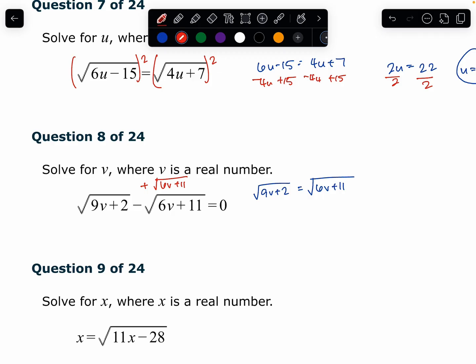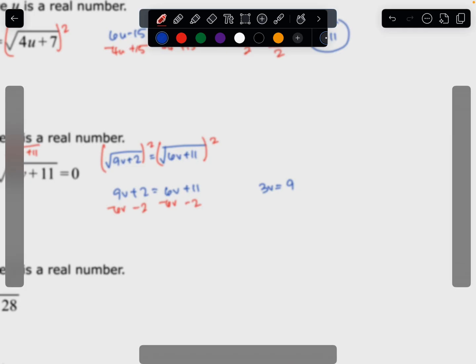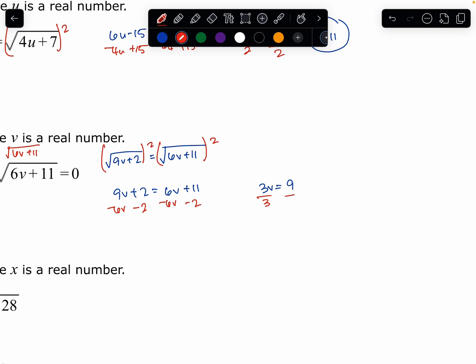Then we'll square both sides, just like we did from the previous example. So then we would have 9v plus 2 equal to 6v plus 11. I'm going to subtract 6v from both sides and subtract 2 from both sides. So on the left side, we should just have 3v, and on the right side, we should just have 9. Then we'll divide both sides by 3, and we'll get v is equal to 3.